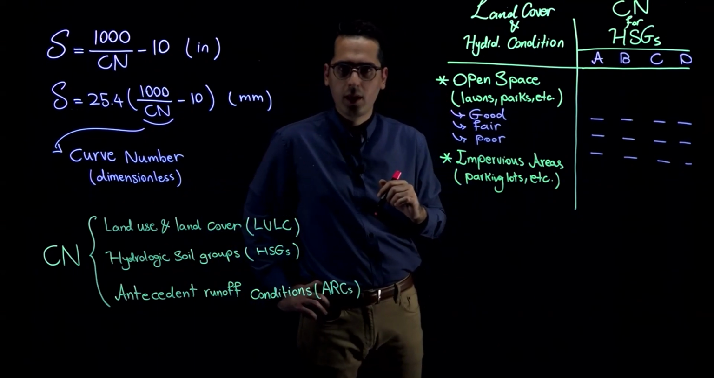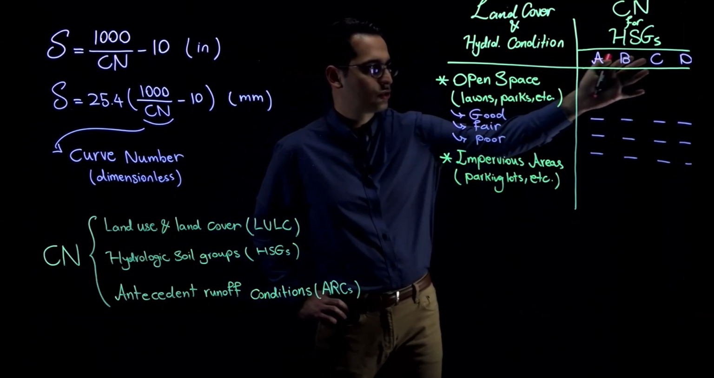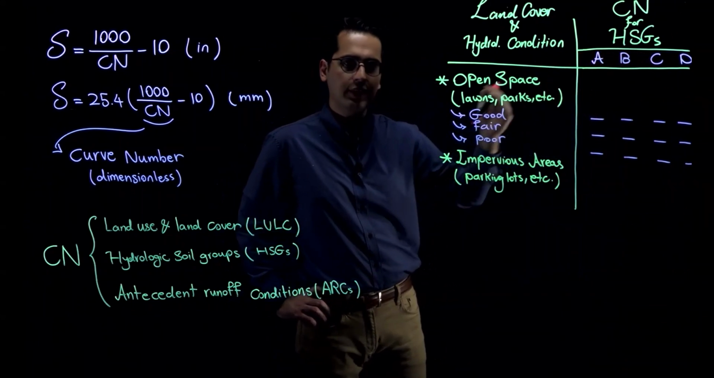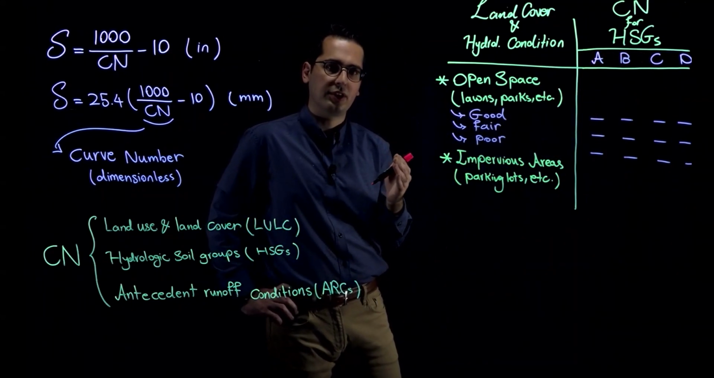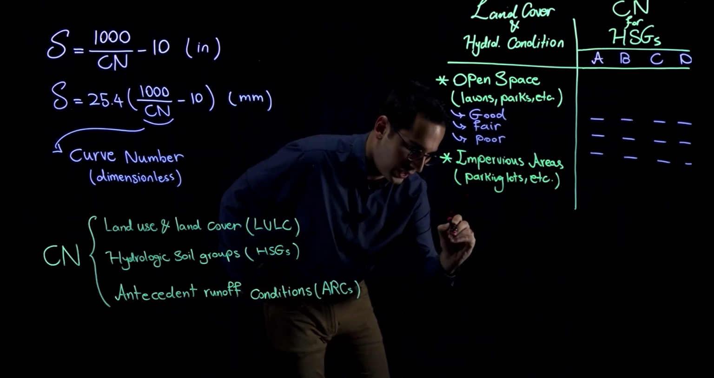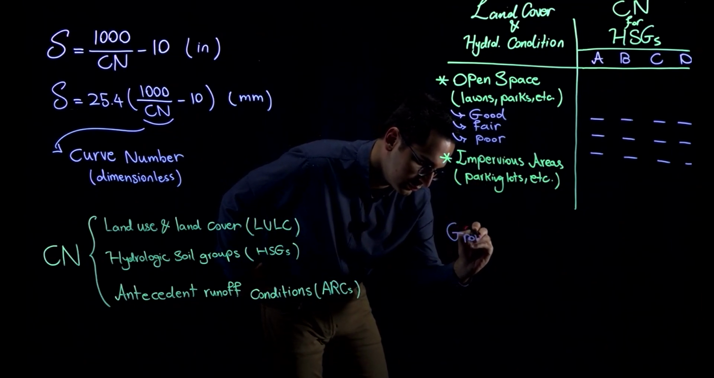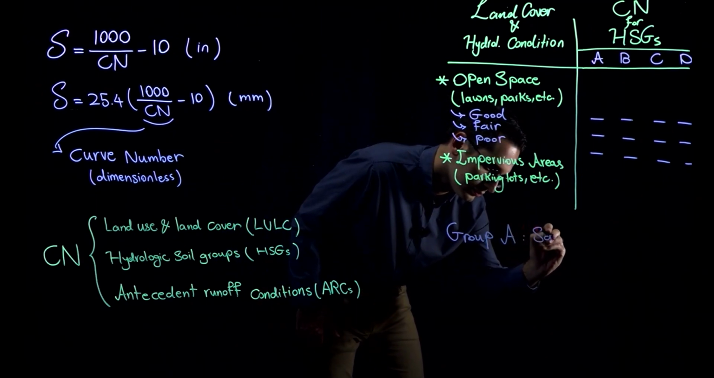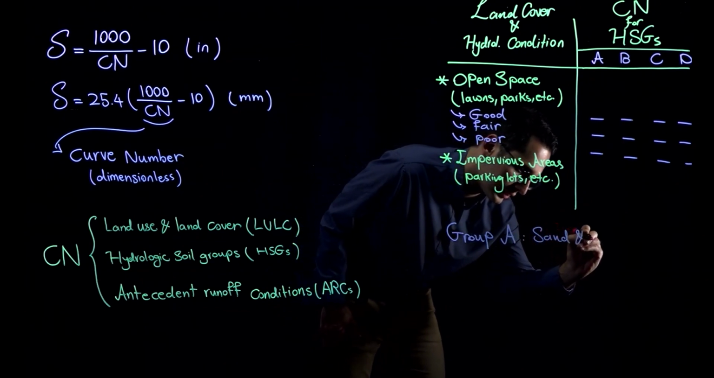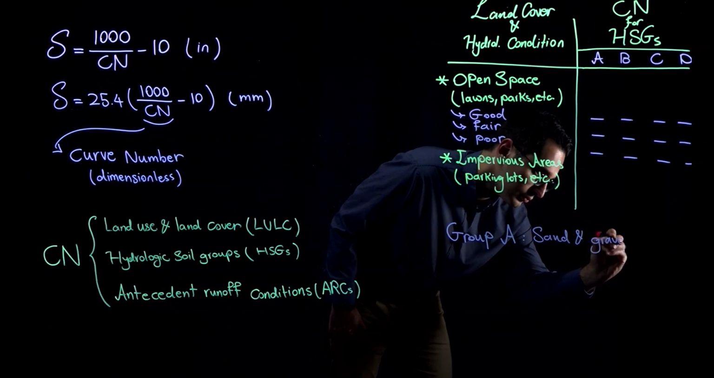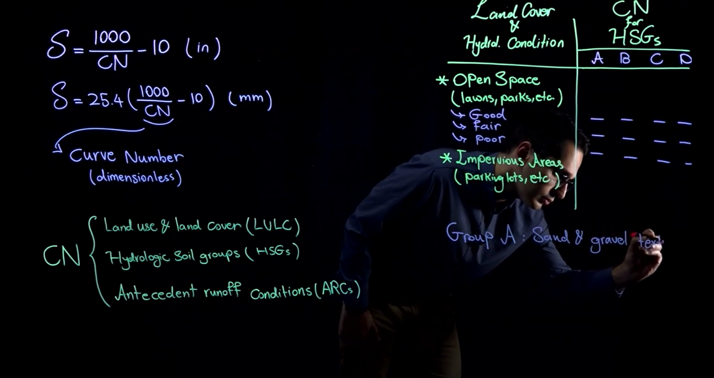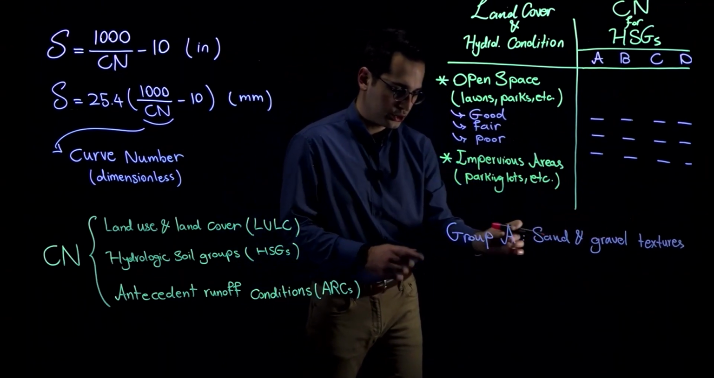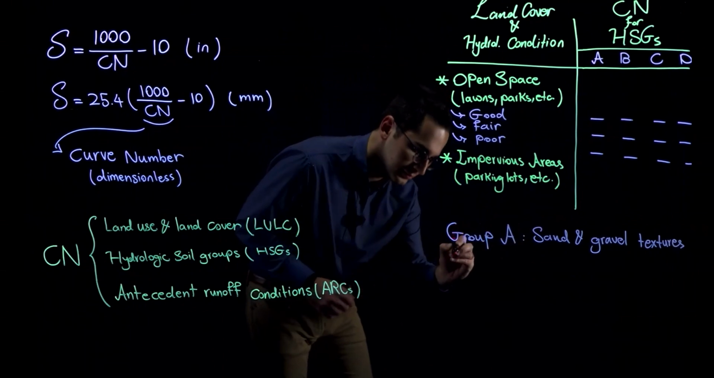But right now, let's focus on hydrologic soil groups and define hydrologic soil groups A, B, C, D. Every letter represents a specific texture of the soil. For example, I'm going to start from group A. That represents sand and gravel textures. Similarly, I can write different textures for group B, C, D.